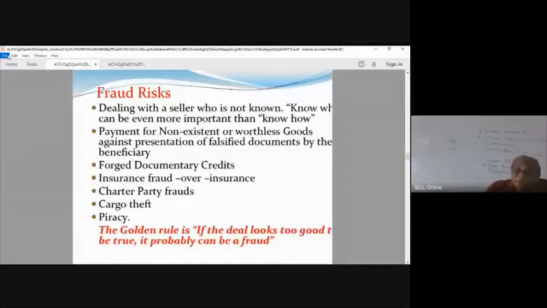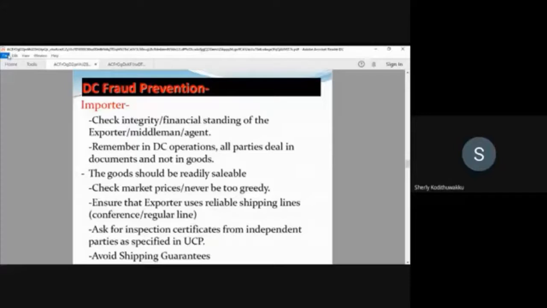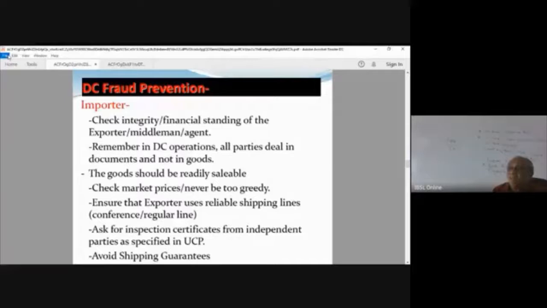Sir, how can you identify a charter party BL from looking at the BL? On top they mention charter party. Otherwise, it is a normal BL: marine BL, ocean BL.